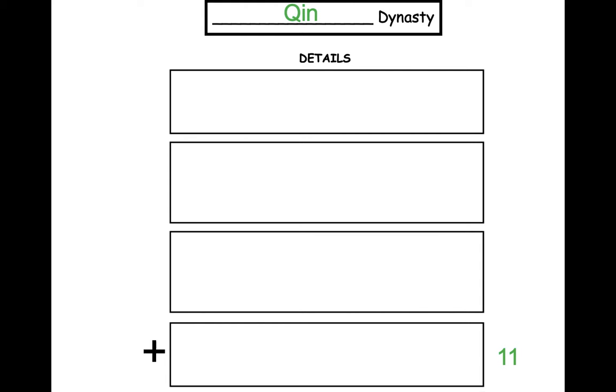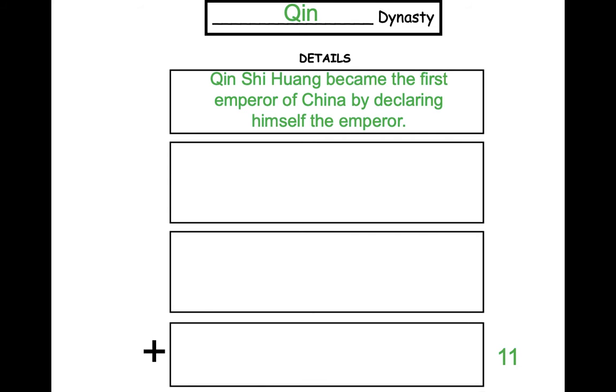All right, so T-track, you should have from the first video paused and read the work on pages 14 and 15 from your text packet. And now I'm going to go over what you should have on your graphic organizer. So Emperor Qin Shi Huang became the first emperor of China by declaring himself the emperor.